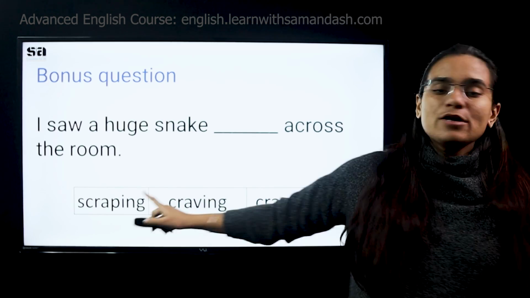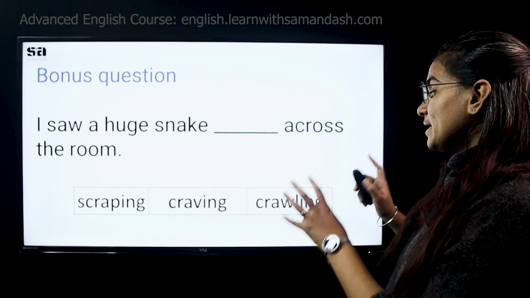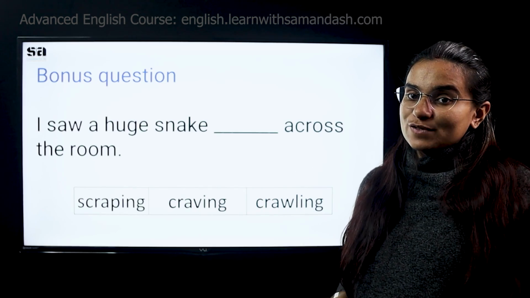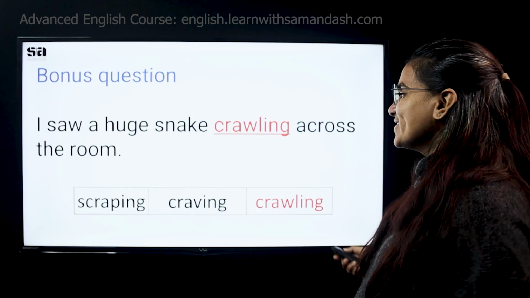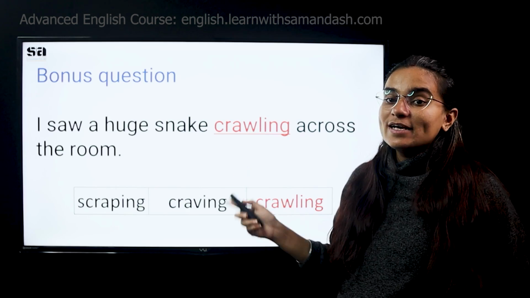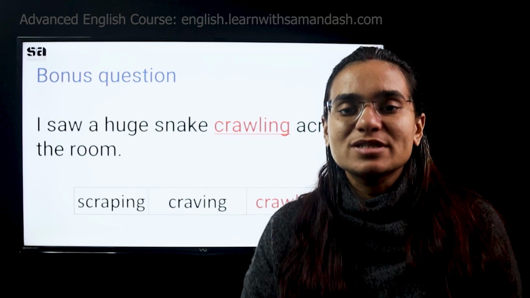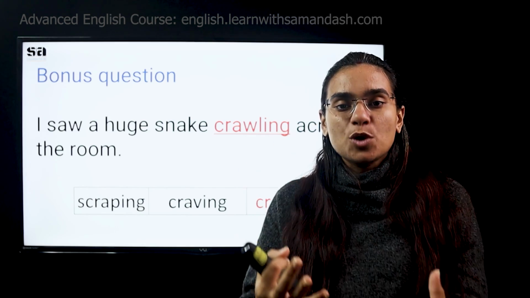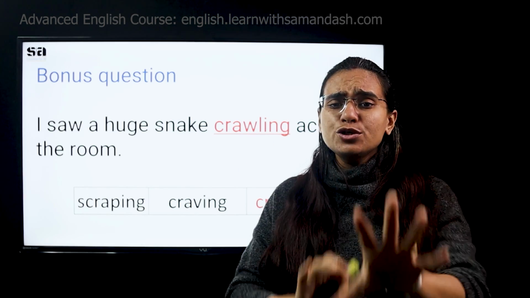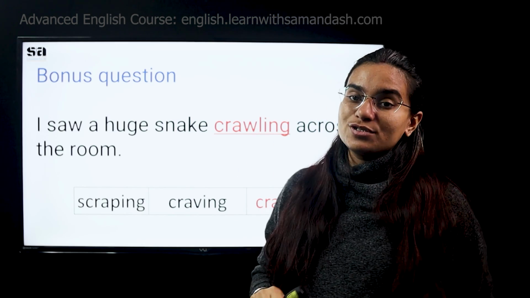I'm going to explain the meaning of all the three words, but before that, take a minute and tell me what is the answer for this question. Let's check out the answer. The answer is crawling. So let me come back to the point where I told you, let's add some expressions. Let's add some voice modulation into it. I saw a huge snake crawling across the room.